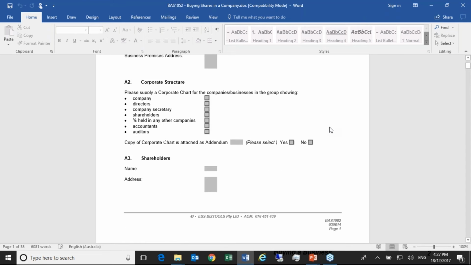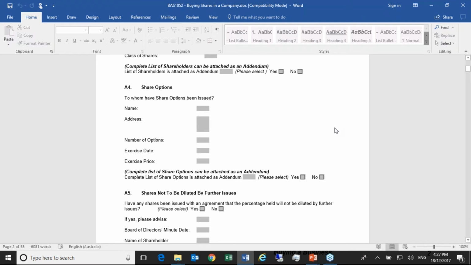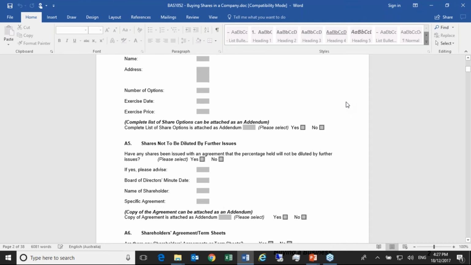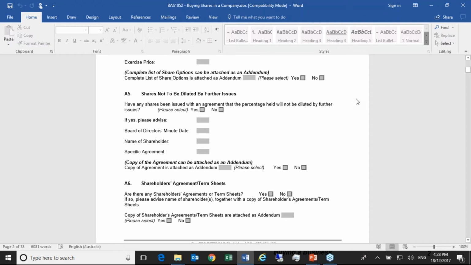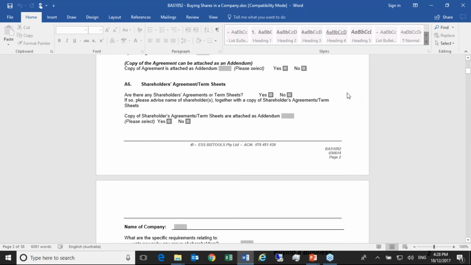So this form looks at the corporate structure, the current shareholders, who are they? Have any share options been issued, especially if your client's not acquiring all the shares? Is there some other shareholders in the shareholders list who have got share options? Or has there been an agreement reached with some of the other shareholders that their shares are not to be diluted by further issues? That basically means that their percentage of ownership of the company is not to be diluted. Is there any shareholder agreements or term sheets that have been signed off?